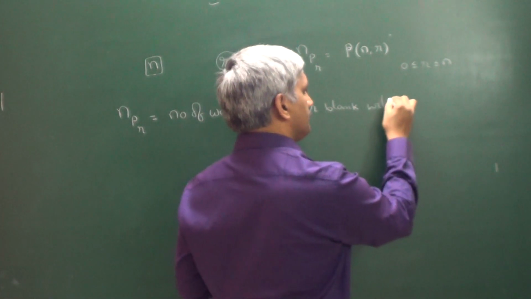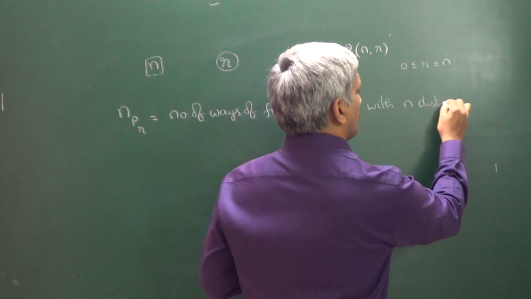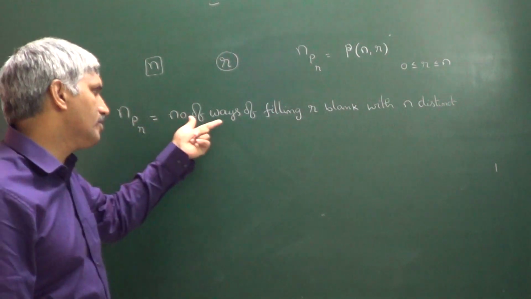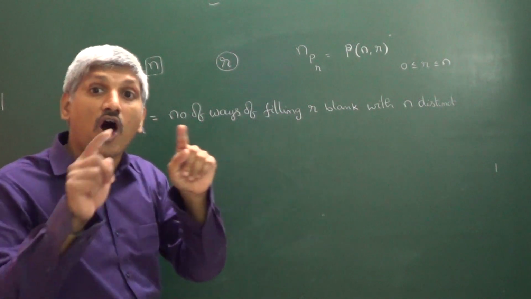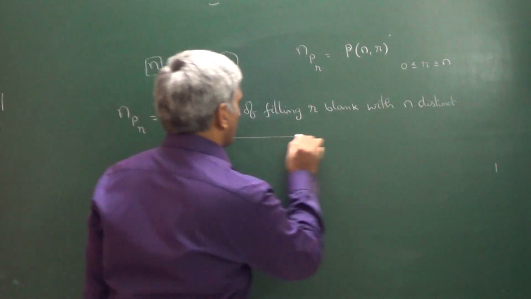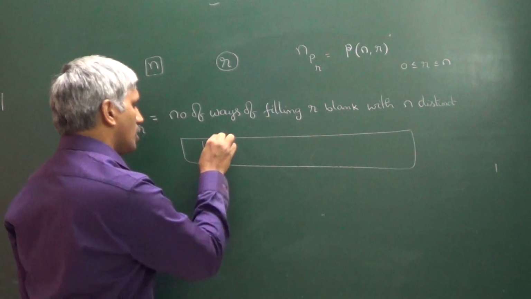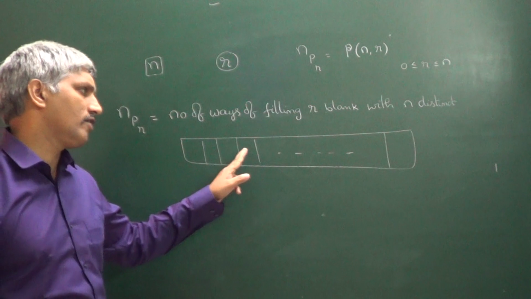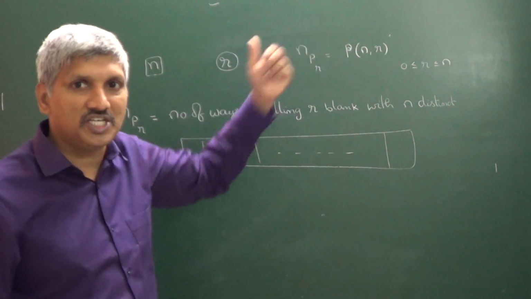r blank places with n distinct objects. What I am saying, nPr is nothing but the number of ways of filling r blank places, or boxes, with n distinct objects. Now you can observe here, these are the r boxes. Total these are 1, 2, 3, 4 and so on up to r boxes. We have to fill them with n distinct objects.